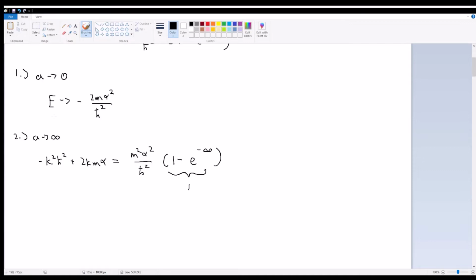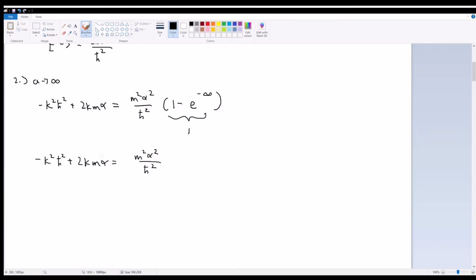So our condition now is negative k squared h bar squared plus 2k m alpha is equal to m squared alpha squared over h bar squared. From this point, what we have left is an expression for k. So what we have to do now is rewrite this as a polynomial expression. So let's do that. Negative k squared h bar squared plus 2k m alpha minus m squared alpha squared over h bar squared is equal to 0.